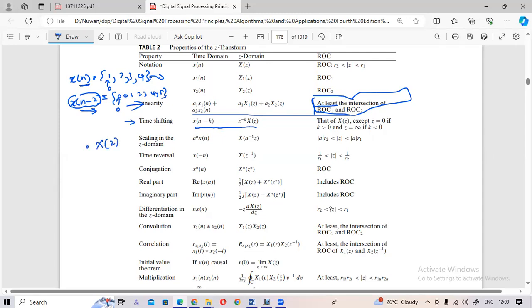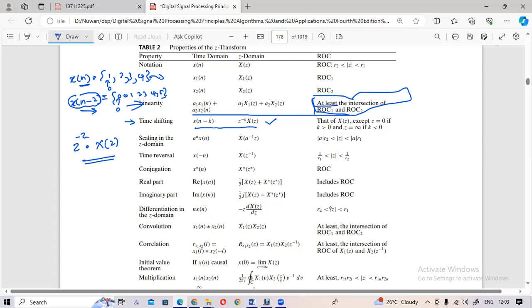What you have to do is multiply it by Z to the power minus K, where K is the shift. If it is minus, the minus is there. So for minus 2, it will be Z to the power minus 2. That is how you can use the time shifting property to calculate the transform of a shifted sequence.